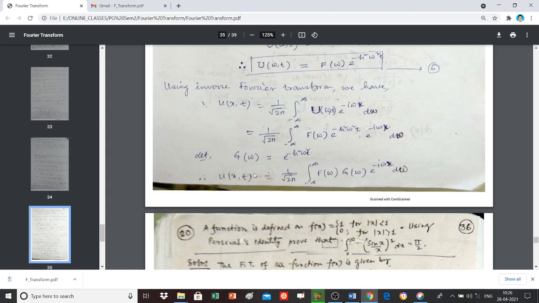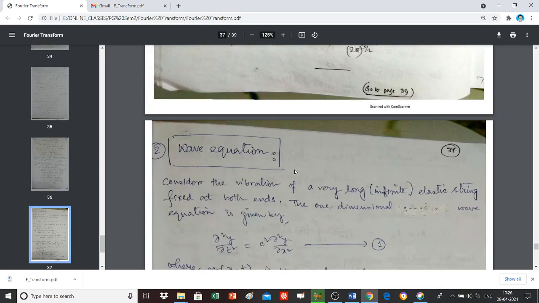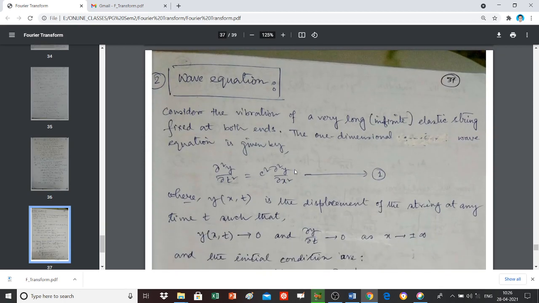So this is the solution for u of x, t. This is the solution of one-dimensional heat flow, and the temperature function can be found in this way using Fourier transform. Now going to the next problem. This is another example, to solve the wave equation.